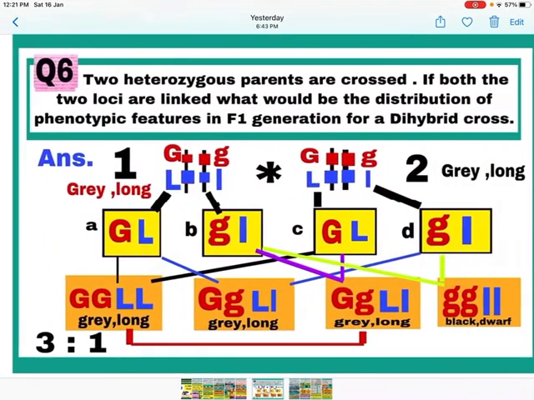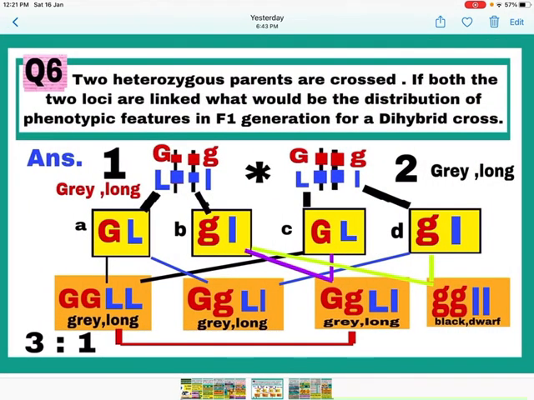This is called as the test cross. Okay. See question number 6. 2 heterozygous parents are crossed. Okay. Heterozygous parents हैं 1 and 2, इनको cross किया गया है. If both the 2 loci are linked, I will tell you what is linked. What would be the distribution of phenotypic feature in F1 generation for a dihybrid cross? यहाँ पर 2 कैरेक्टर्स लिए गए हैं, ग्रे एंड लॉन्ग. ओके, ग्रे का जीन है कैपिटल G स्मॉल g एंड लॉन्ग का जीन है कैपिटल L एंड स्मॉल l. एंड इसमें एक स्पेशल फीचर है कि दोनों जीन दे टेंड टू गो टुगेदर, दे आर लिंक्ड टुगेदर.